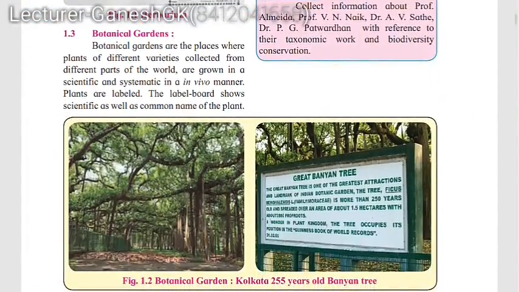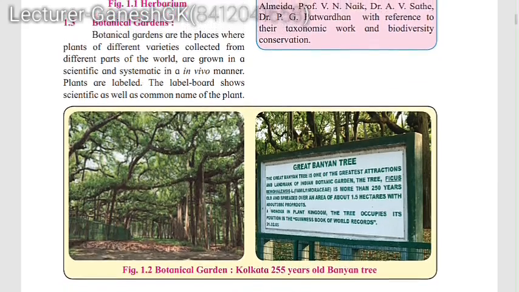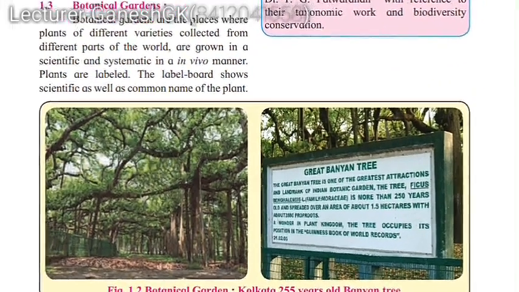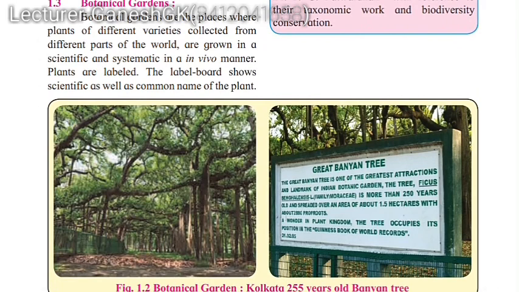So, botanical gardens. The botanical gardens are the places where plants of different varieties are collected from different parts of the world and grown in a scientific and systematic in vivo manner. The plants are labeled. The label board shows the scientific as well as common name of the plants.